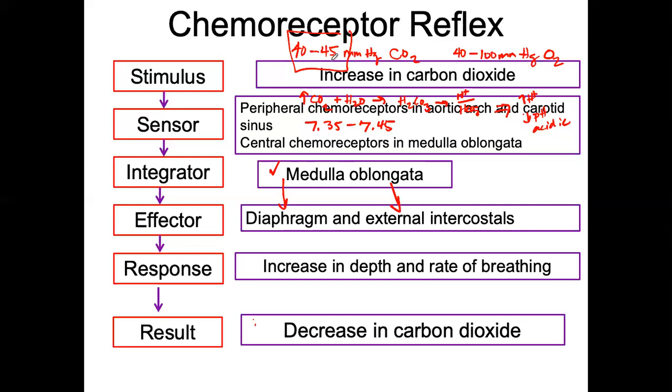So CO2 builds, you take a breath, it drops. CO2 builds, you take a breath, it drops. That's your primary mechanism to breathe. Secondary to that is oxygen levels. If oxygen is really low, like if you're at Big Bear or Mammoth or whatnot, where there's less oxygen, then that's going to cause an increase in ventilation on its own. Okay, but typically in a normal healthy individual, we don't worry about that.